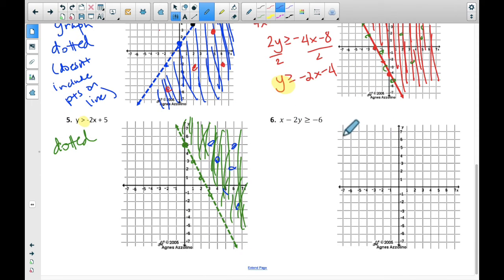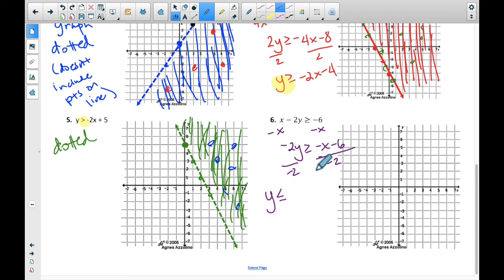So again, even though we did the cover-up method, I think on this one, it's going to be easiest to change it over, just like we did over here. So let's go ahead and do that. Let's subtract our x from both sides. So we have a -2y greater than or equal to -x minus 6. I'm going to divide by -2 on both sides. Now, when I do this, remember our rule with signs? That when you divide by a negative, you have to switch the sign the other way.